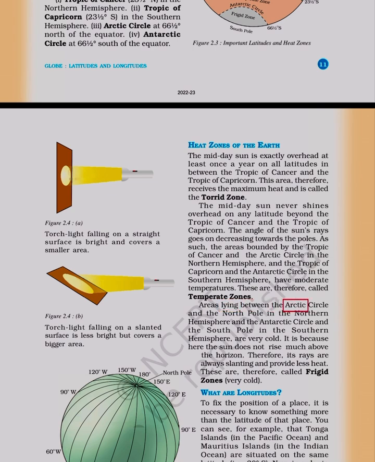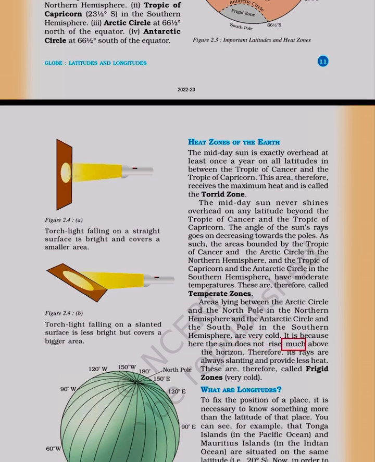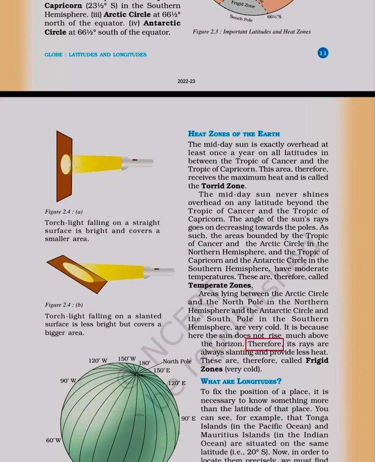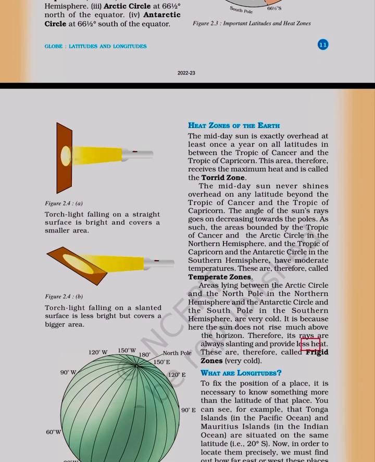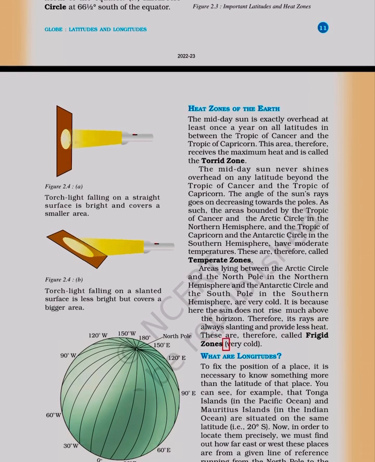Areas lying between the Arctic Circle and the North Pole in the northern hemisphere, and the Antarctic Circle and the South Pole in the southern hemisphere, are very cold. It is because here the sun does not rise much above the horizon. Therefore, its rays are always slanting and provide less heat. These are, therefore, called frigid zones, very cold.